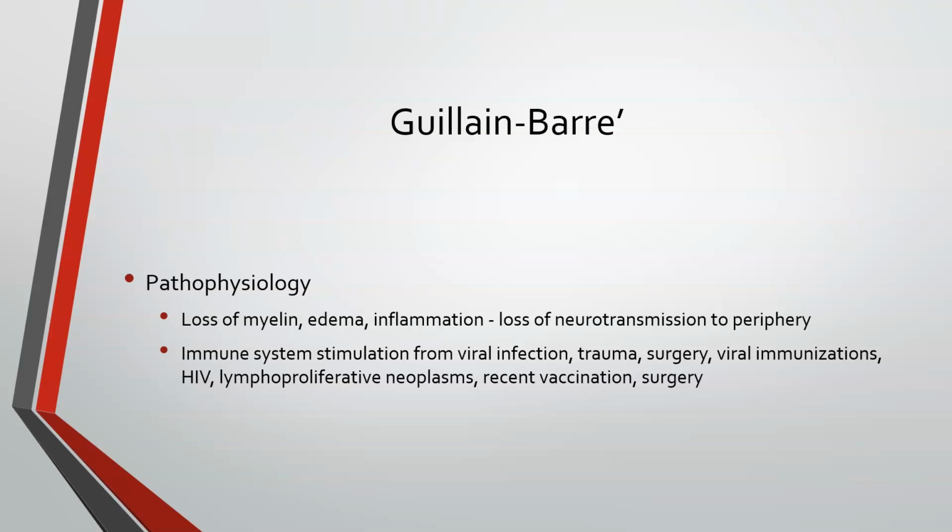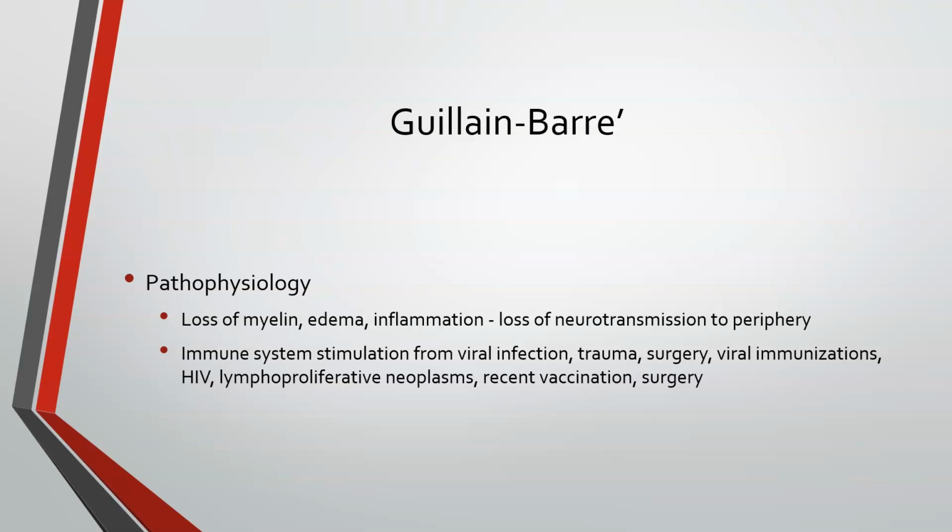GBS is an acute inflammatory process that causes motor weakness and sensory abnormalities. These symptoms begin in the legs, then go into the arms and the upper body. This is a description of ascending paralysis. The person may become immobile.